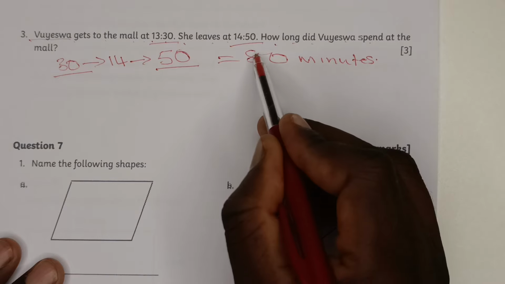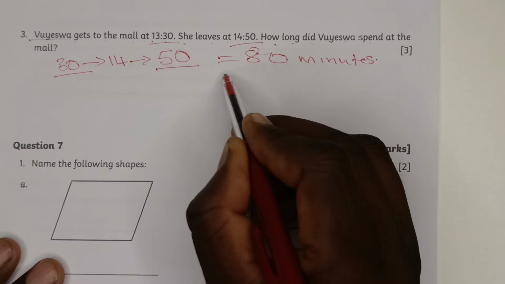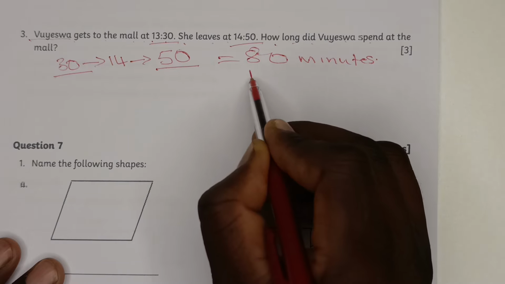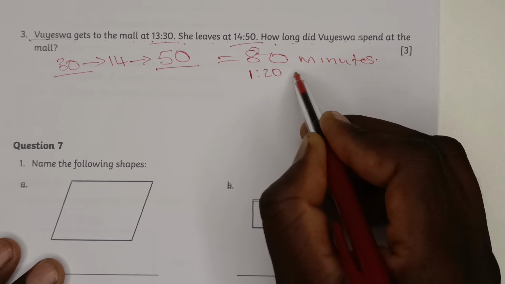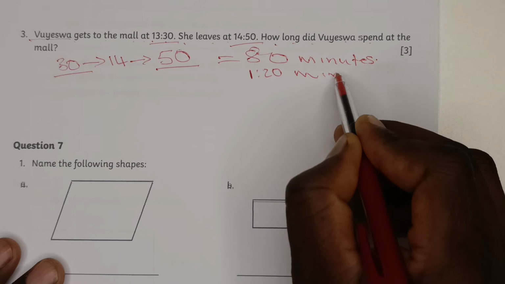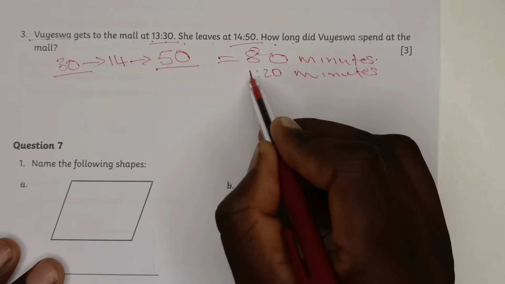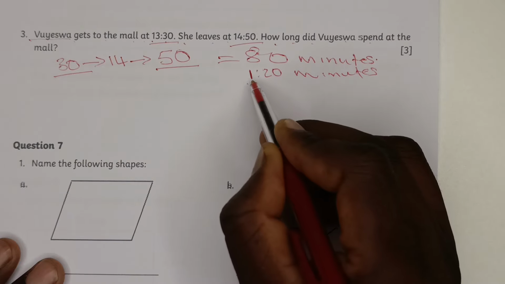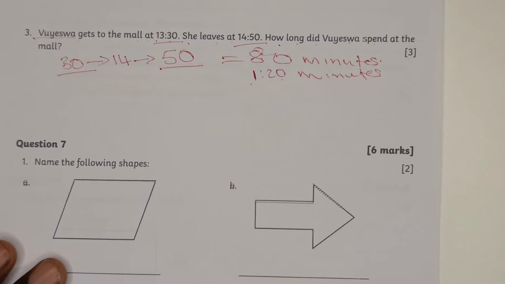So it means she spent 80 minutes, which is the same as 1 hour, 20 minutes. Because 1 hour is 60 minutes. So 60 minutes plus 20 minutes is 80.